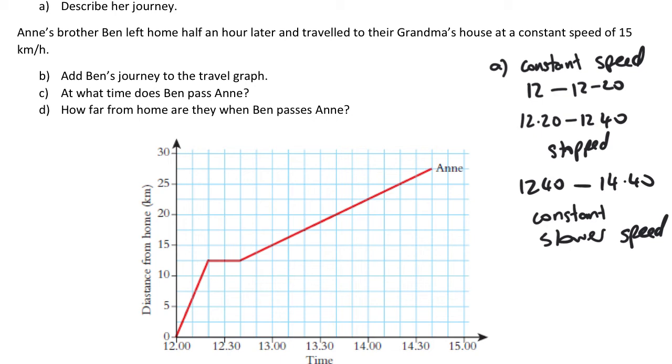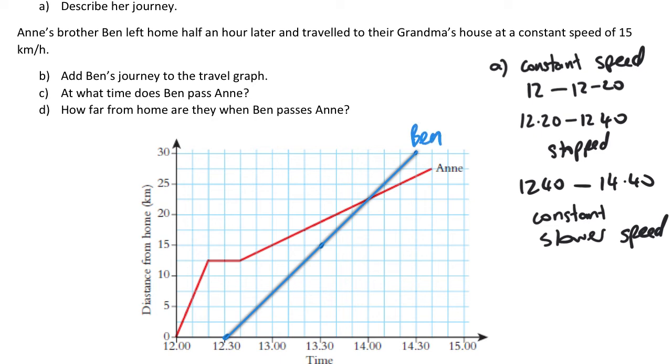Anne's brother Ben left home half an hour later and travelled to the grandma's house at a constant speed of 15 kilometres per hour. So that means that Ben left home at 12:30. If he travelled at 15 kilometres per hour, that means at 1:30 he will be 15 kilometres, and then at 2:30 he will have travelled 30 kilometres. So we can join that up with a straight line, and that is going to be Ben's distance time graph.